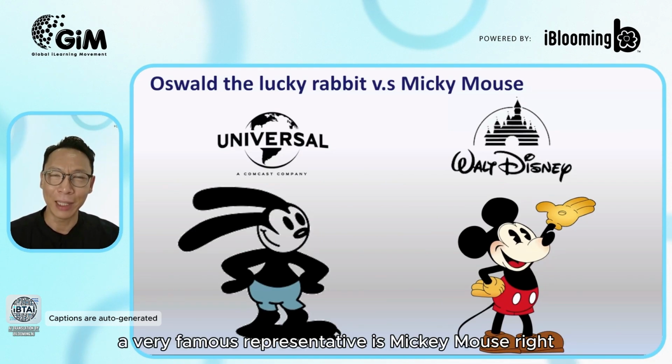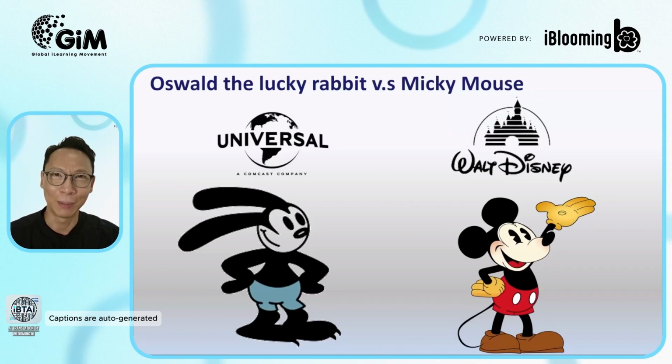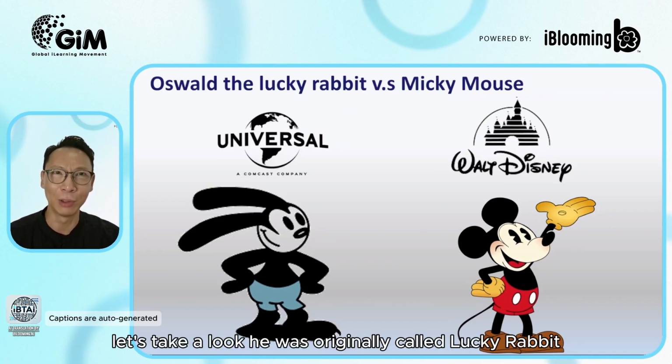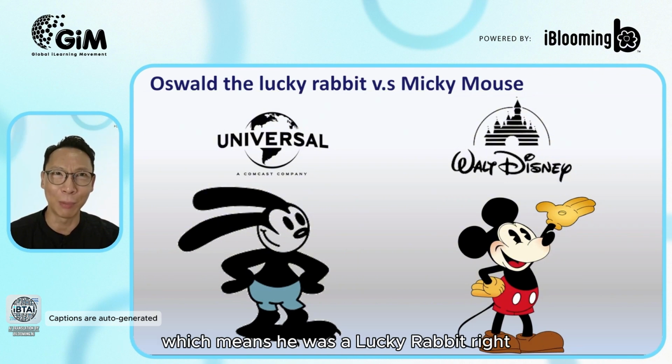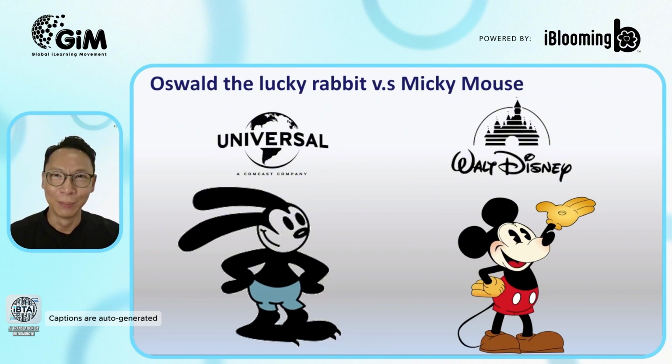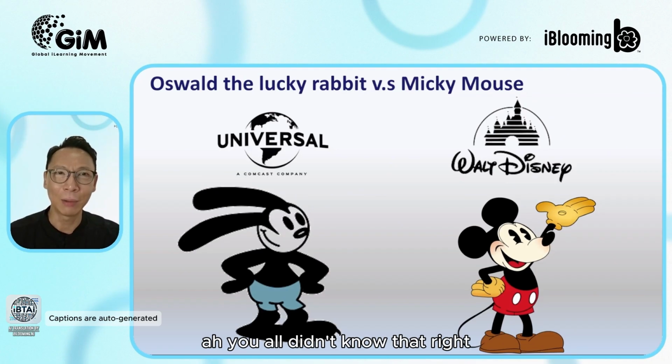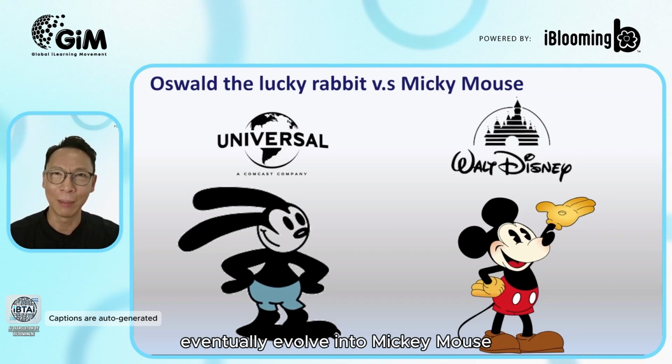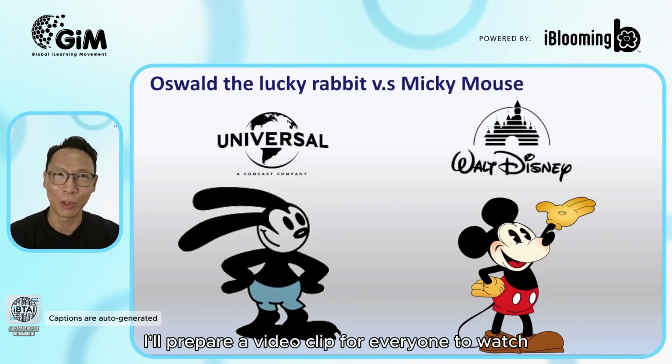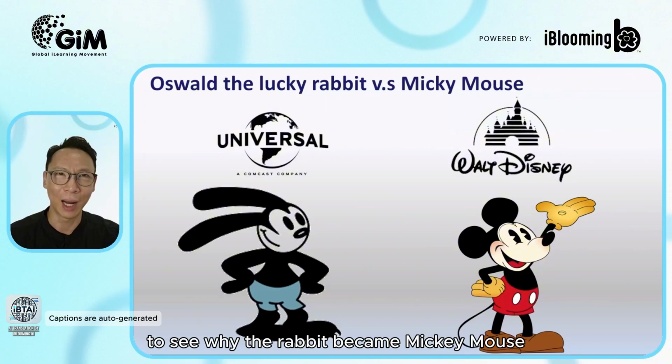Do you happen to know who he is and what he accomplished? A very famous representative is Mickey Mouse, right? It turns out that before Mickey Mouse, he wasn't actually a mouse. Let's take a look. He was originally called Lucky Rabbit, which means he was a lucky rabbit, right? You all didn't know that, right? So why did the rabbit eventually evolve into Mickey Mouse? There's actually a very inspirational story behind it. I'll tell you all about it. In a moment, I'll prepare a video clip for everyone to watch to see why the rabbit became Mickey Mouse. Let's take a look together.